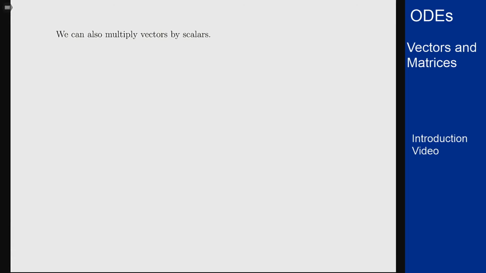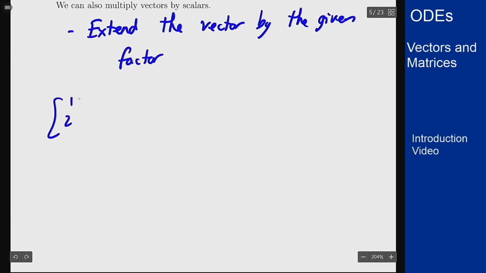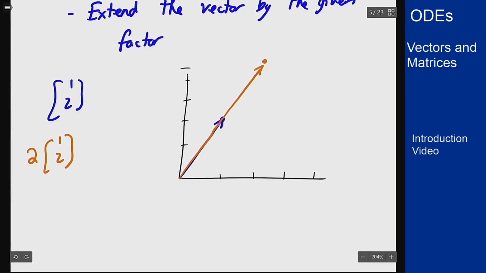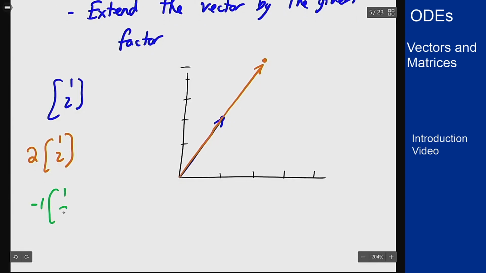The other thing we can do is multiply vectors by scalars. In terms of geometry, this just lengthens the vector or flips it around if the sign's negative. Take my vector 1, 2 again. It is this vector right here. I can multiply it by 2, and that just extends it twice as far in the same direction. Multiply this by a negative number, say negative 1 times 1, 2, that's going to flip it around to go back this way, the same amount that the first vector went originally.